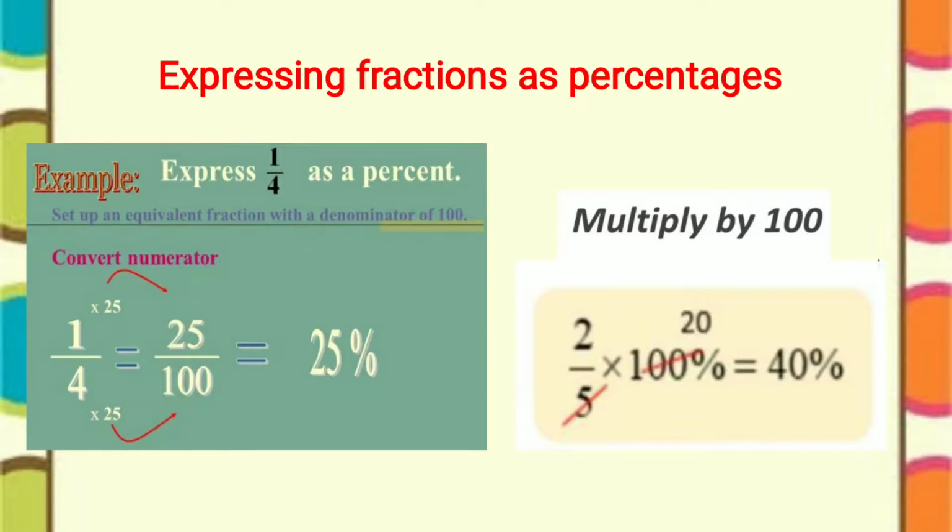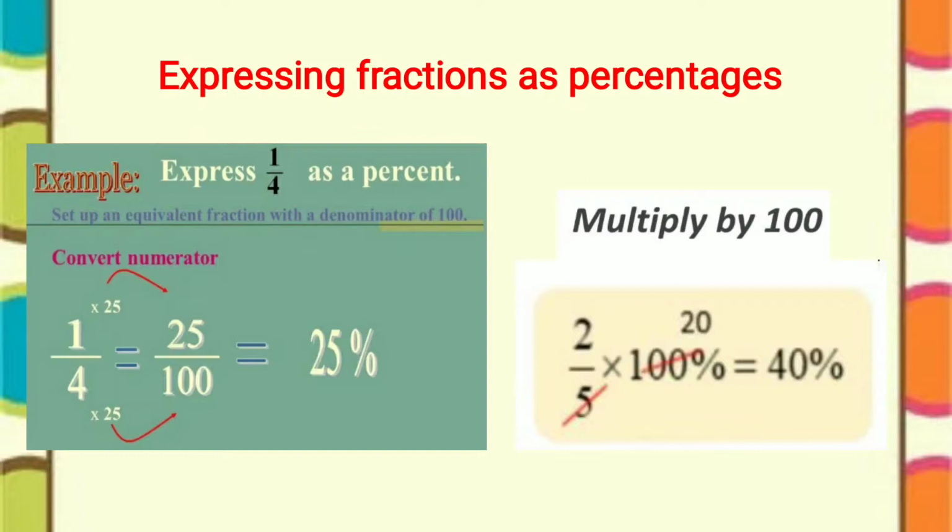The other method is to multiply the given fraction by 100. Here the fraction given is 2 by 5. You are going to multiply 2 by 5 by 100%. So 2 by 5 into 100%. You can cross multiply. 5 and 100 come in the common table, the 5 table.